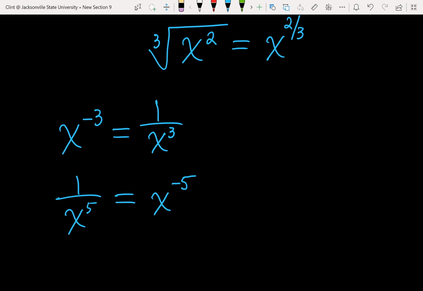Same idea. And then what if that's not a 1 up there? How could we move that x to the 7th to the top? What do we end up with? x to the negative 7th. Right. Nothing changes with the 2. It's staying in its spot, right? It's in the numerator.